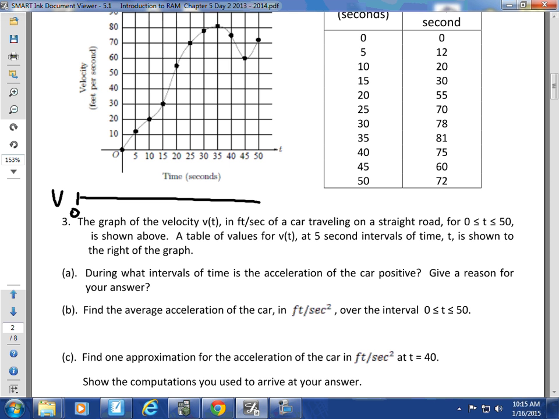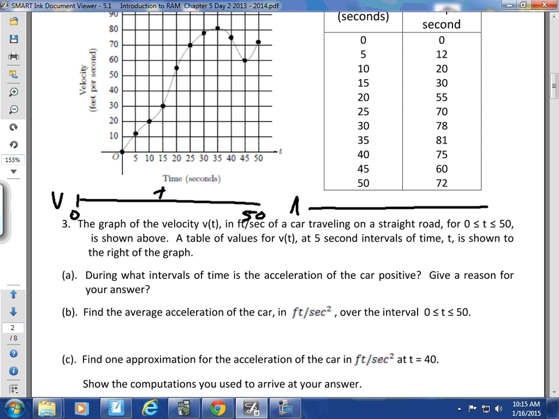From 0 to 50, it's always positive. Now let's talk about its acceleration. Acceleration is the slope of velocity. 0 to 35 is positive until we get to 35, then negative to 45, and then back to positive.